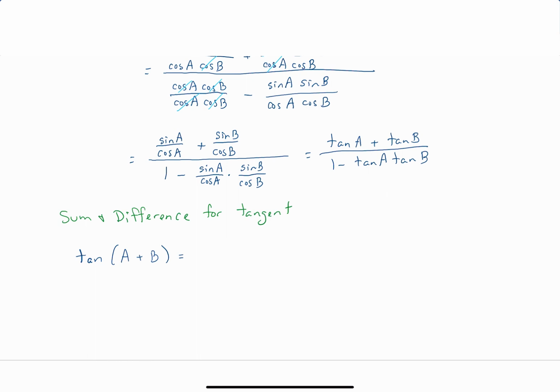Okay, so for tangent of a plus b, we came up with tangent of a plus tangent of b over 1 minus tangent of a tangent of b. And the only difference with the difference formula, so if I'm doing a minus b, I'm going to have a minus on top and a plus down below. So tangent of a plus or minus b is equal to tangent of a plus or minus tangent of b, all over 1 minus or plus tangent of a times tangent of b.